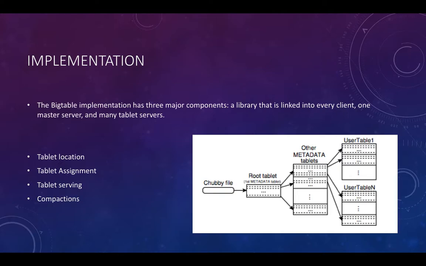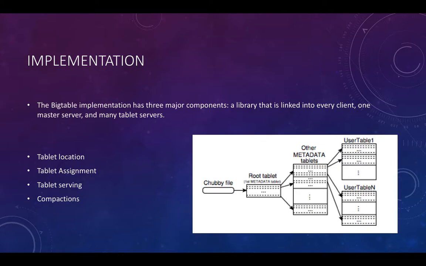And then I will talk about tablet location, just like the plot shown in the slides. The first level is the file stored in Chubby that contains the location of the root tablet. The root tablet contains the location of all tablets in a special metadata table. Each metadata table contains the location of a set of user tablets.